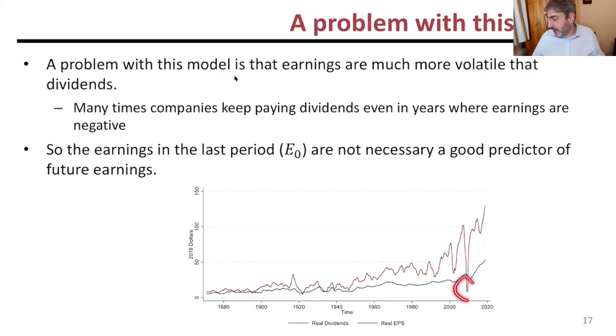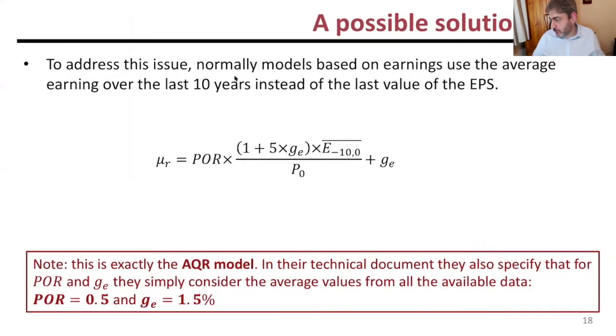This is the global financial crisis. As you can see, earnings went basically to zero. Dividend went down, but earnings went down much more, and then they picked up immediately. So forecasting the growth rate of earnings is even more difficult, okay?